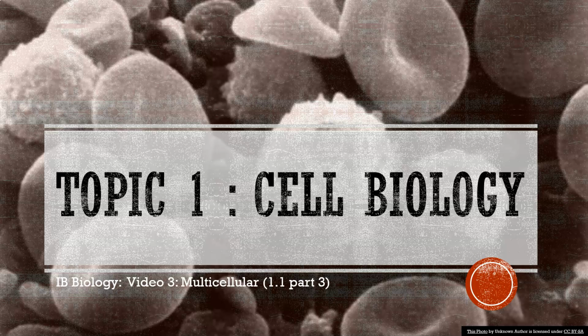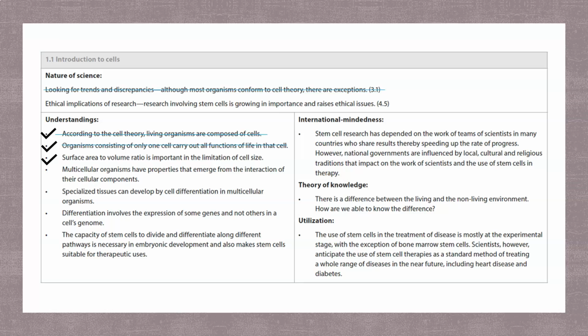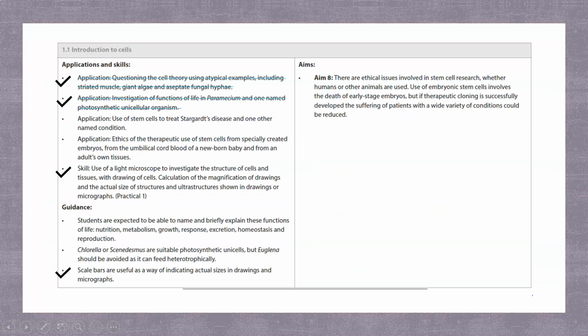Video 3 of Unit 1.1 of your IB Biology Study Guide. In this video, we will still be focusing on our introduction to cells, but now we'll be looking at the evolution of multicellular organisms on a cellular basis, and we'll focus on differentiation in cells and also stem cells. So we'll be completing the final points there in your understanding. We'll be looking at the final point in the nature of science. We'll be looking at the final 2 points there in your application and skills.